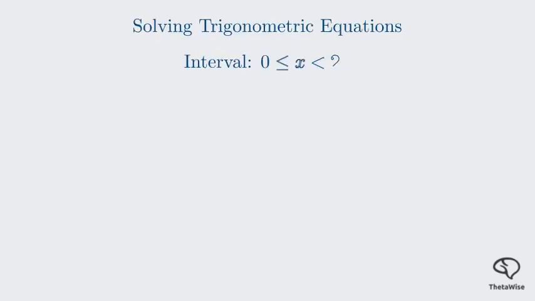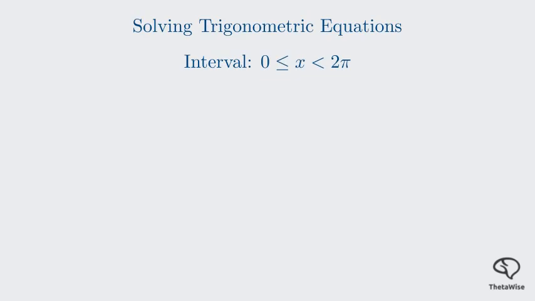Now that we understand the basic ratios and the Pythagorean identity, let's move on to solving trigonometric equations. Our objective is to solve equations of the form sine of x equals k, cosine of x equals k, and tan of x equals k within the interval from 0 to 2 pi. The interval 0 to 2 pi represents one full rotation around the unit circle. We're looking for all the angles in this range that satisfy the equation.